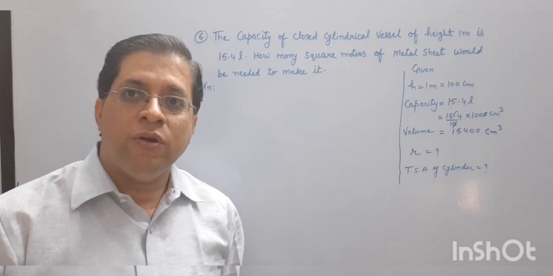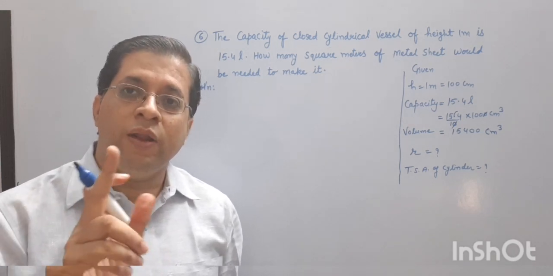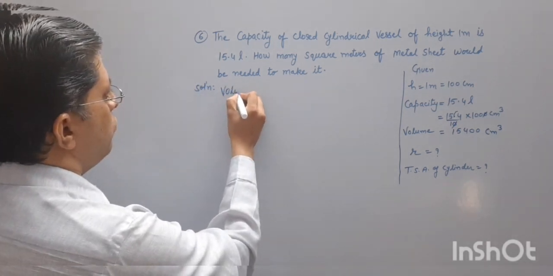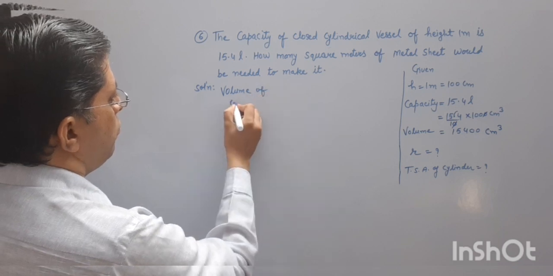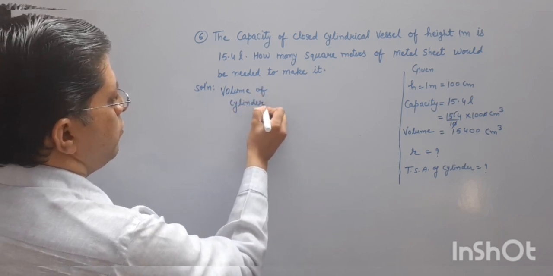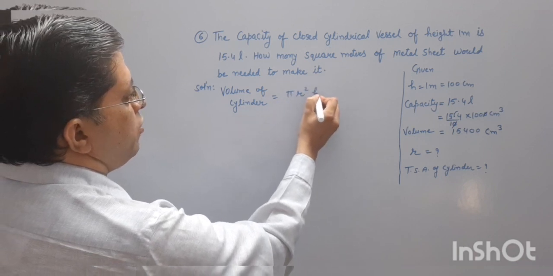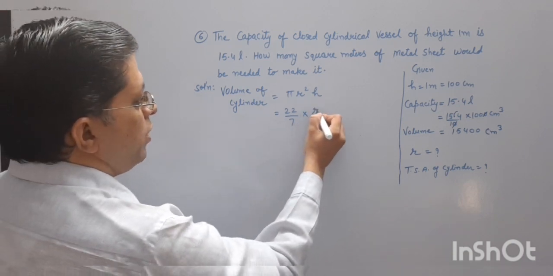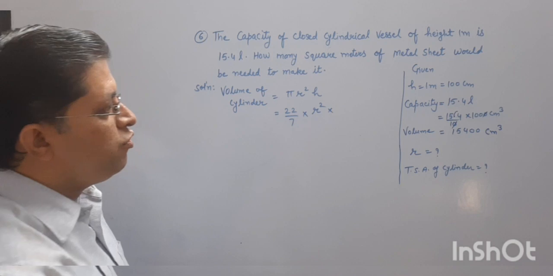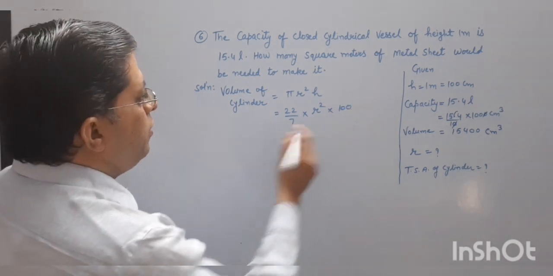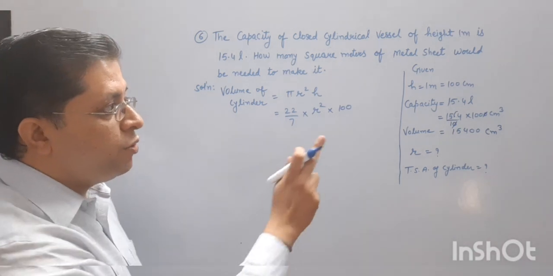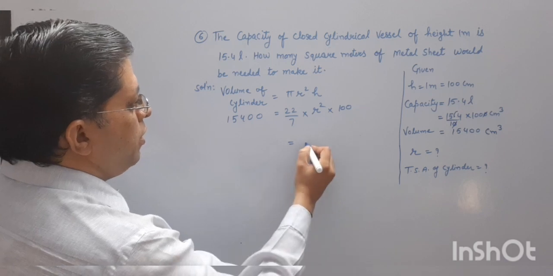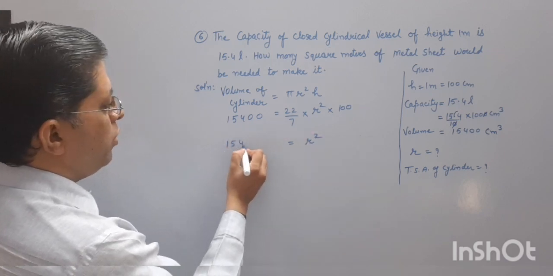Now we know, what is the volume of a cylinder? Volume of cylinder is pi r square h. Pi is what? 22 upon 7. R is what? You have to find r square. H is what? Height is 100. And the volume is given to you here: 15400.